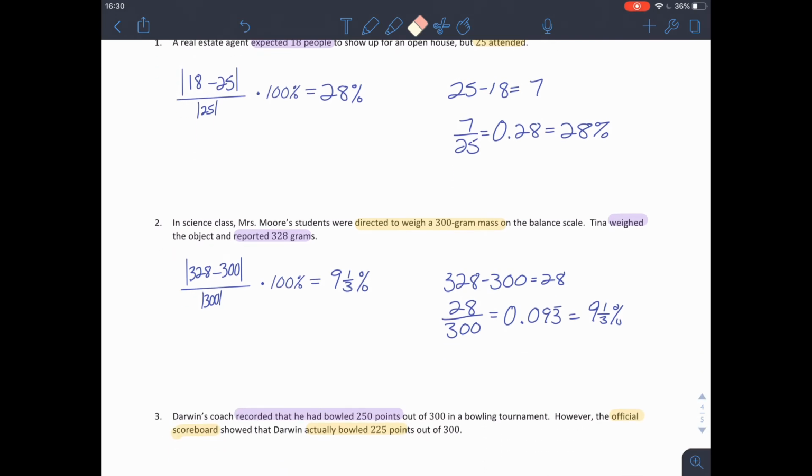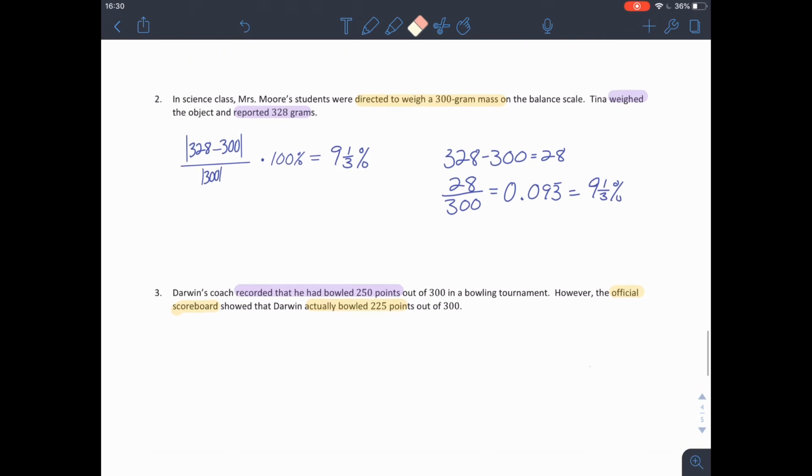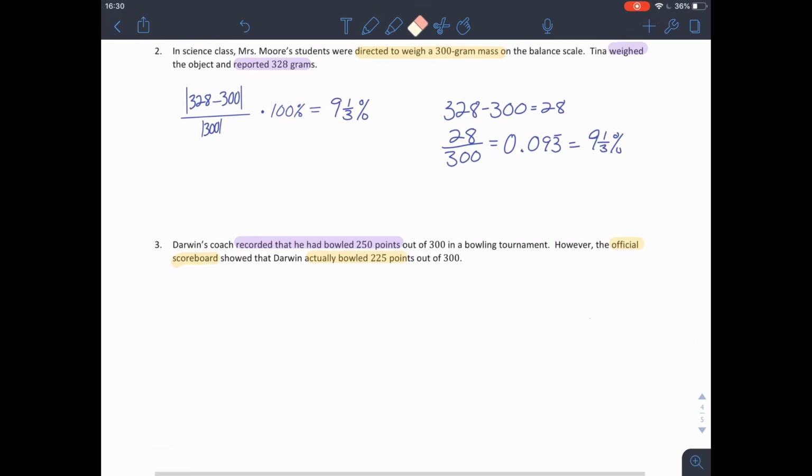Darwin's coach recorded that he had bowled 250 points out of 300 in a bowling tournament. However, the official scoreboard showed that Darwin actually bowled 225 points out of 300. So using our same formula here, we need to just figure out which one is the exact amount and which one is the approximate. So the approximate there would be what they recorded from the coach, that 250 points. But the official scoreboard is the official one that we are going with for our exact amount, so that would be our X.